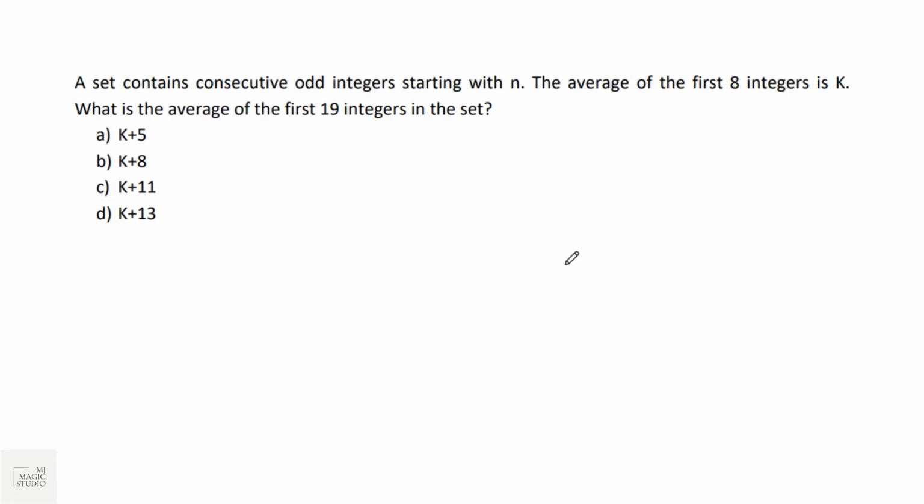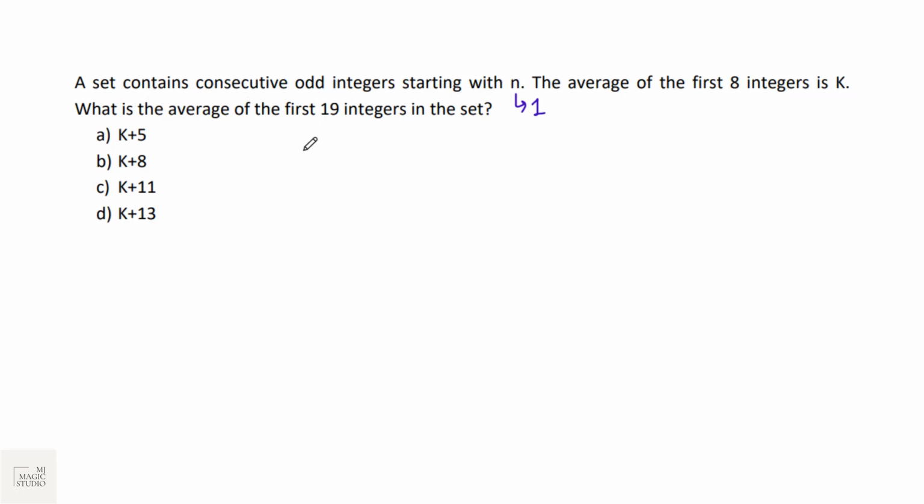Okay, one more on averages. Give it a try. A set contains consecutive odd integers starting with n. The average of first 8 integers is k. So in this type of question, my advice is always to pick up a number and then start. Let's suppose n is 1 because it is a set of odd integers.